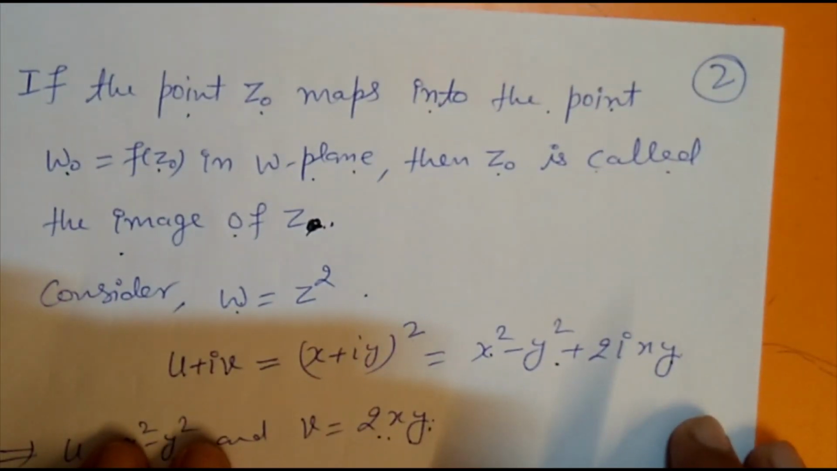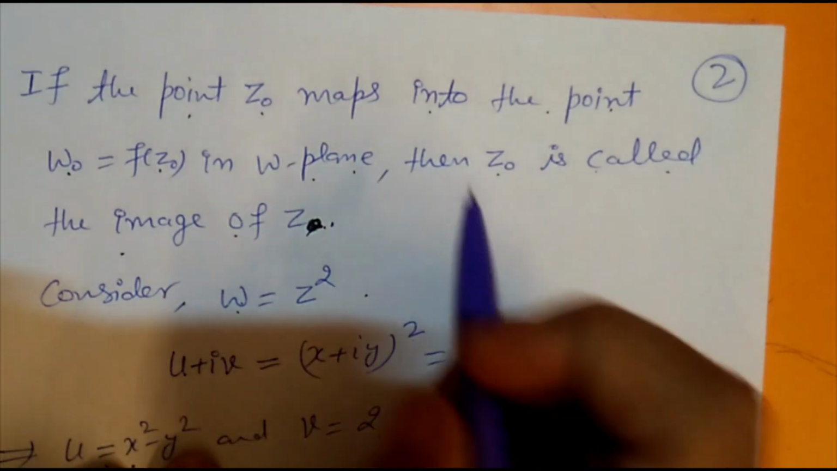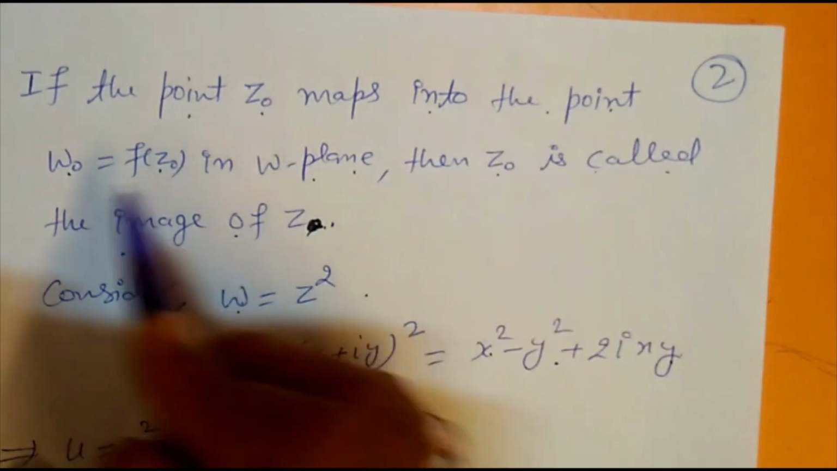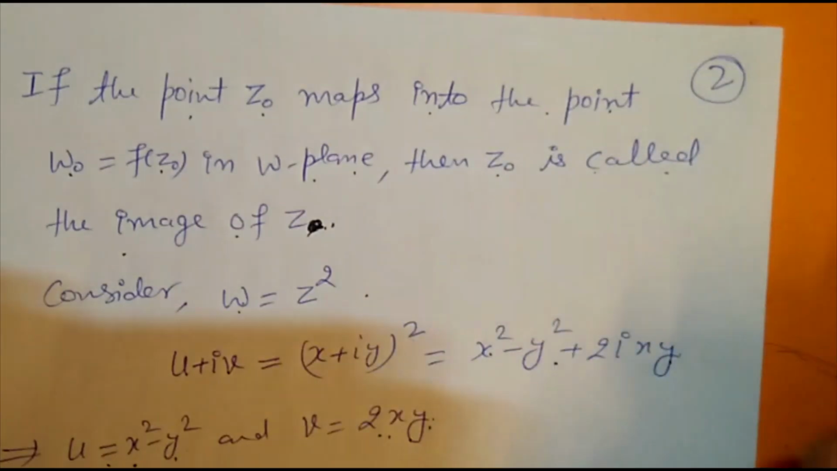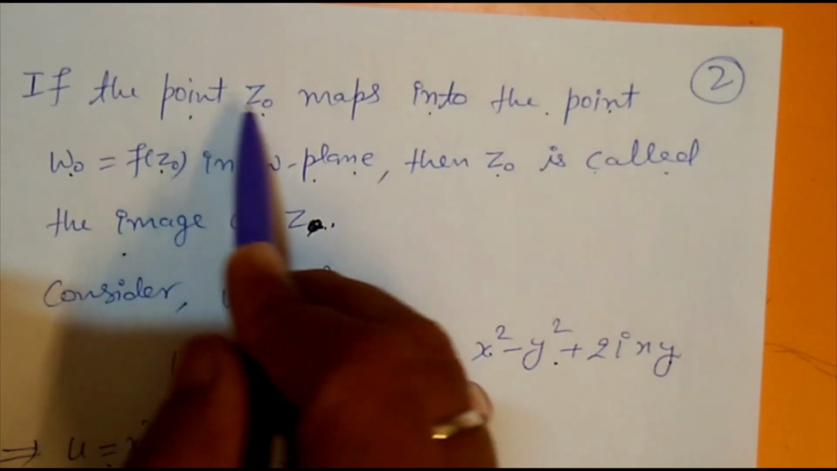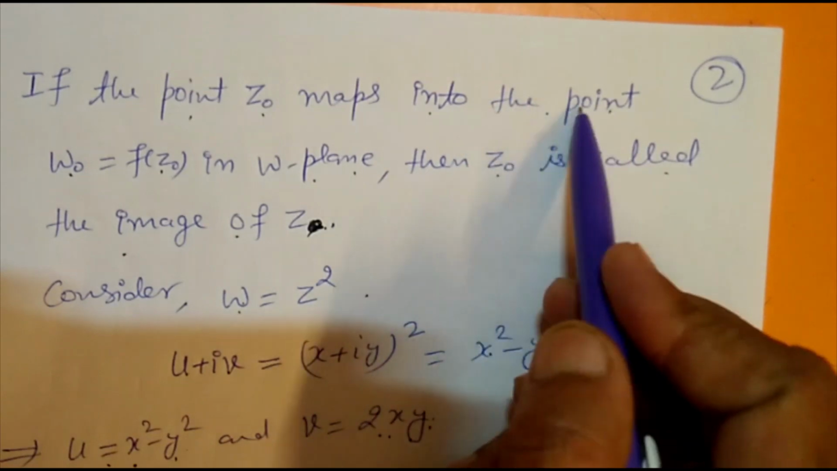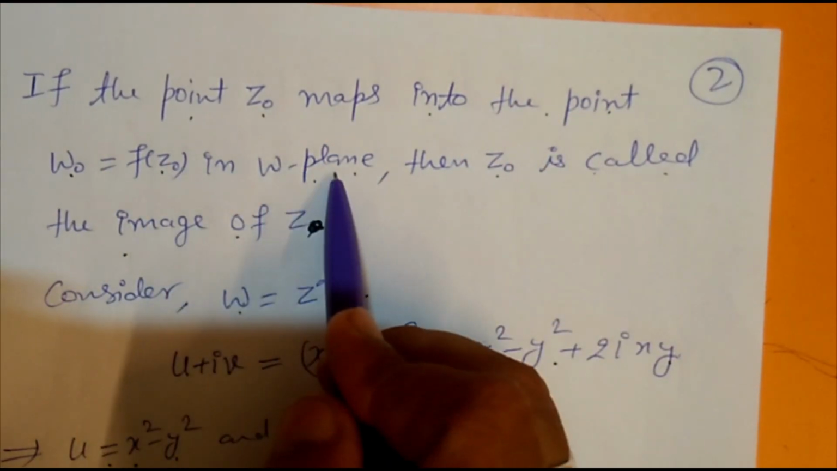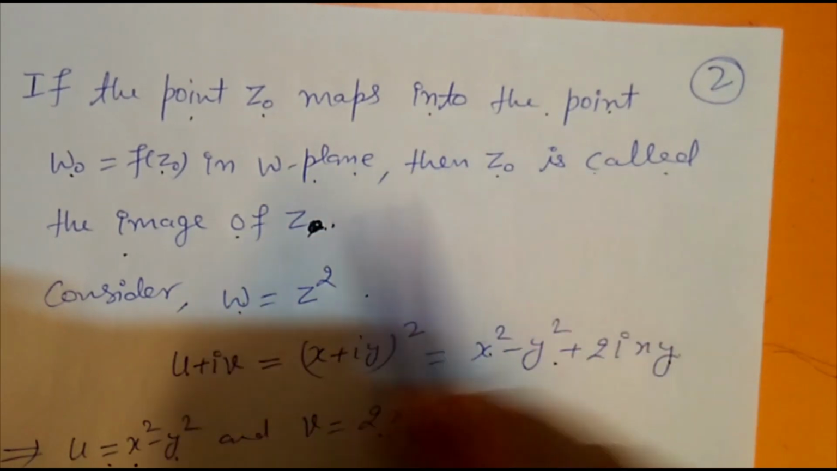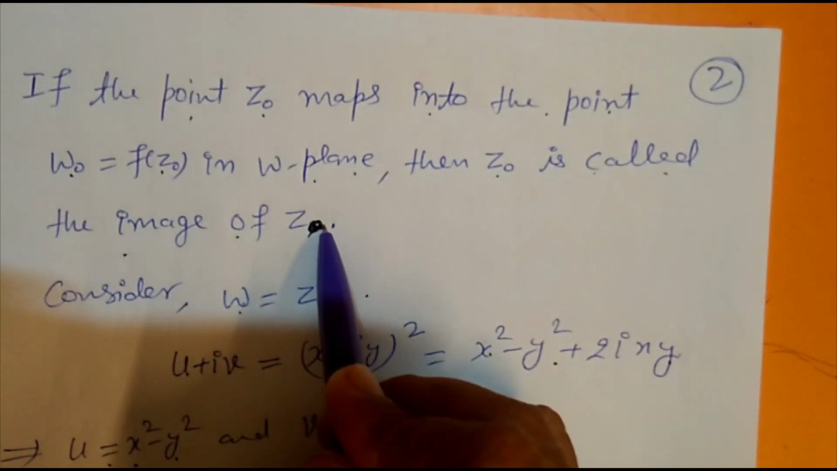Now if the point z0 maps into the point w0 = f(z0), or in other words we can say that if the point z maps into the point w = f(z) in w plane, then w is called the image of z.